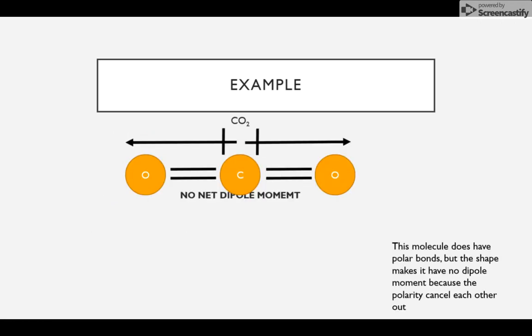Here's another example. CO2. With this one, it does not have a dipole moment because these polarities right here are canceling each other out. They're going in opposite directions, so they're just pulling at one another. So there's not a dipole moment here because they cancel out.